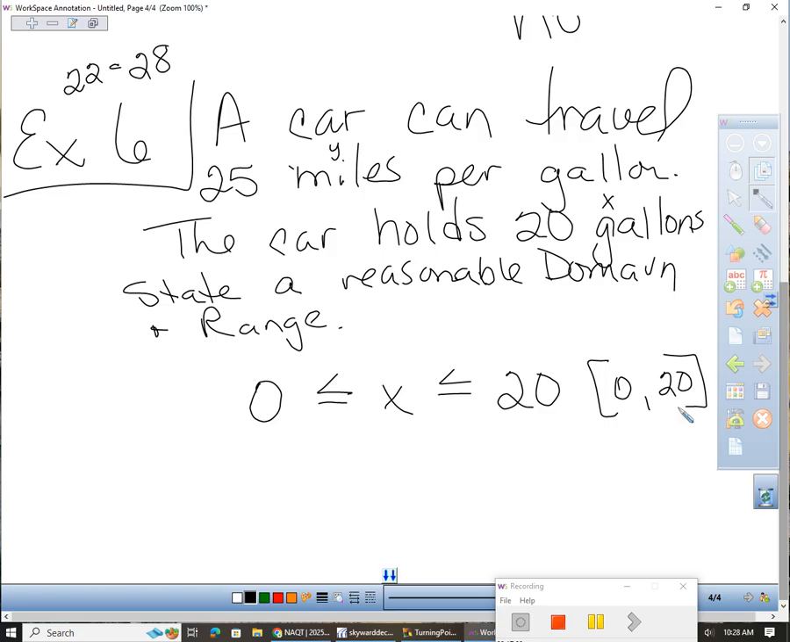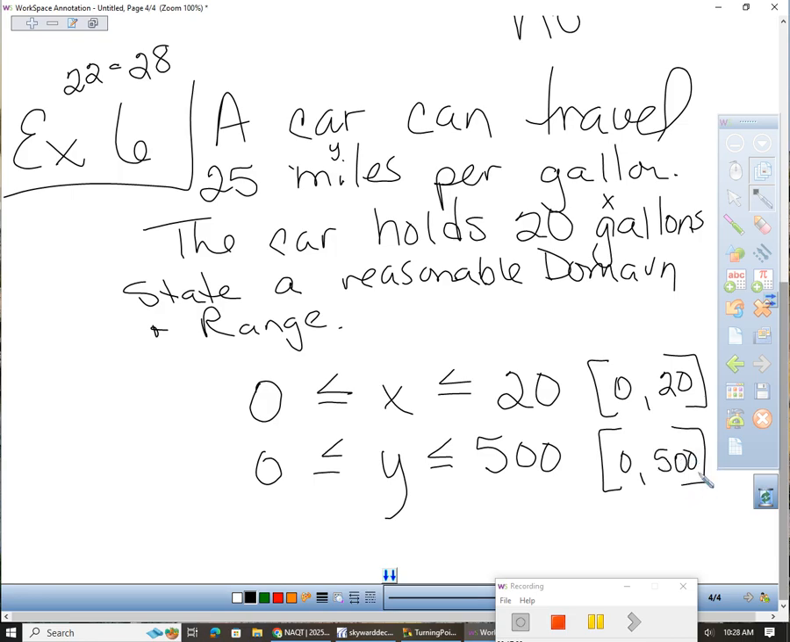Now we're going to talk about our Y value. Our Y value is the miles we're traveling. What's the very least miles my car can go? 0, thank you. If I don't have any gas in my car, can it go anywhere? So I have 0 less than or equal to Y, because that's range. Then how do I figure out the most miles my car can go? 500. How did you find that? Good, 20 times 25. Again, this could be written in interval notation from 0 to 500, either way.